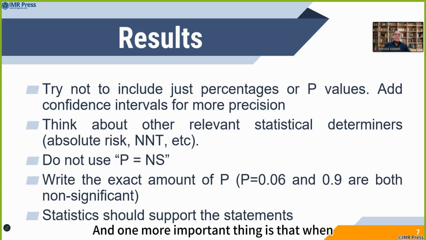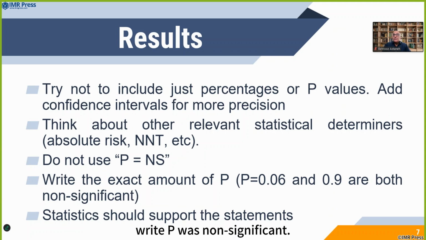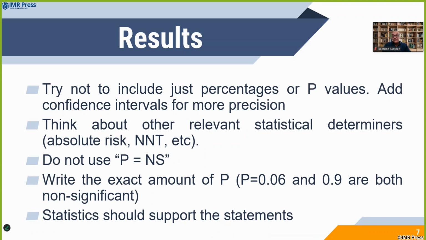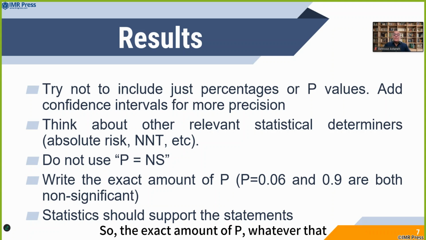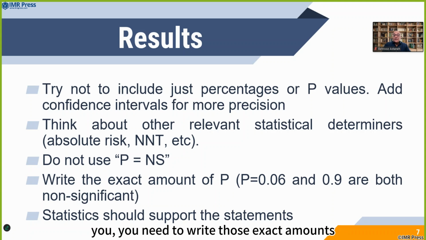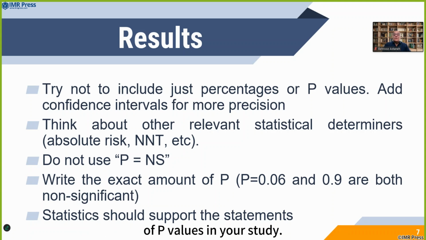And one more important thing is that when you are reporting your p-values, please don't write p was non-significant. You need to report the exact amount of p, whether this p-value was significant or not significant. So the exact amount of p, whatever the biostatistician after analysis of your data will tell you, you need to write those exact p-values in your study.